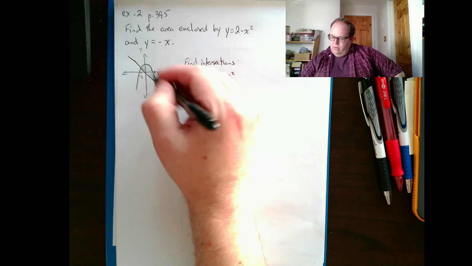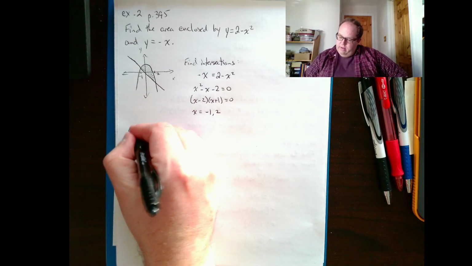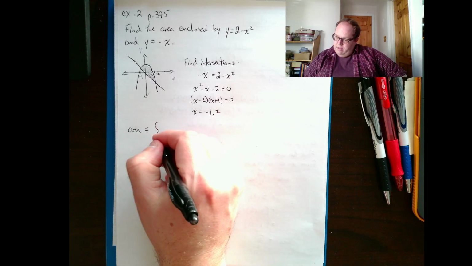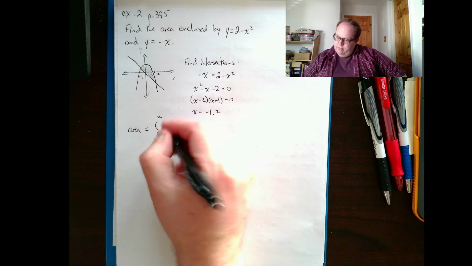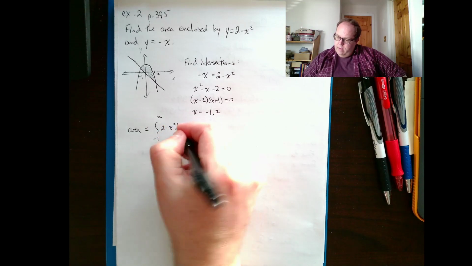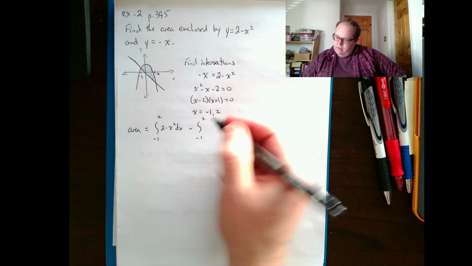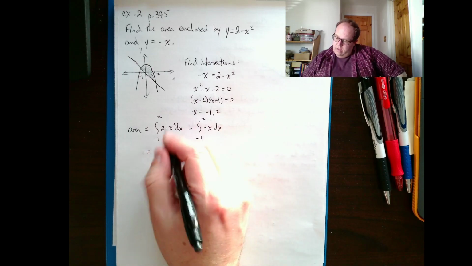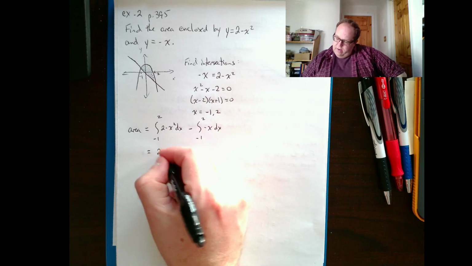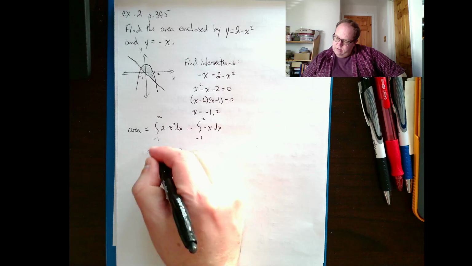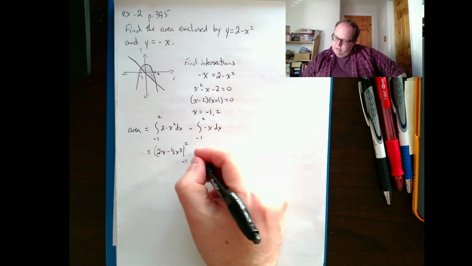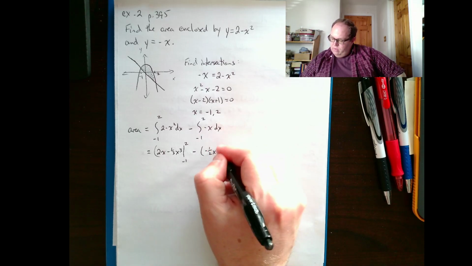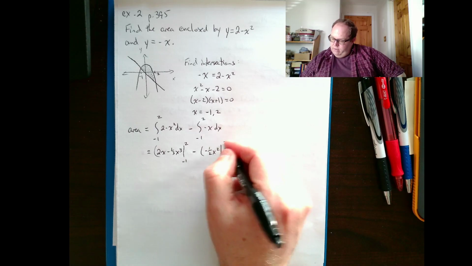The quadratic is always the greater function, so my area is going to be the space under the quadratic from negative 1 to 2, minus space under the linear function from negative 1 to 2. The antiderivative of 2 minus x squared would be 2x minus a third x cubed, evaluated between negative 1 and 2, minus the antiderivative of negative x, which would be negative a half x squared, integrated between negative 1 and 2.